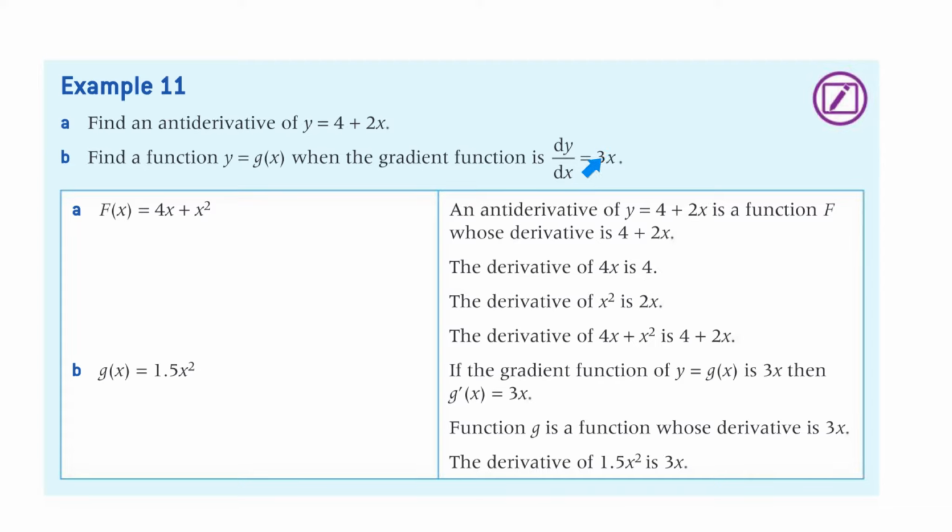If we brought down a 2, there must already be a 1.5 here, because 2 times 1.5 would equal 3. So the function that we differentiated and got 3x as the derivative must be 1.5x squared. And that's what we find here, 1.5x squared. If the gradient function is that, then the derivative is 3x, right? The function g is a function whose derivative is 3x. So what function did we differentiate to get 3x? Well, it had to be 1.5x squared, because when we bring the 2 down in front, 2 times 1.5 is 3, so the derivative of that is 3x.